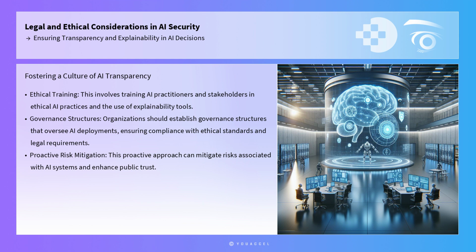In addition to these strategies, fostering a culture of transparency and explainability within organizations is essential. This involves training AI practitioners and stakeholders in ethical AI practices and the use of explainability tools. Organizations should also establish governance structures that oversee AI deployments, ensuring compliance with ethical standards and legal requirements. This proactive approach can mitigate risks associated with AI systems and enhance public trust.